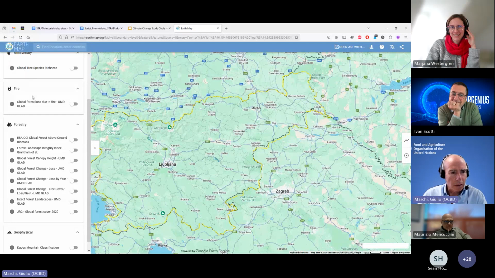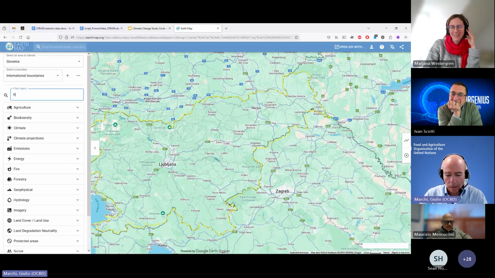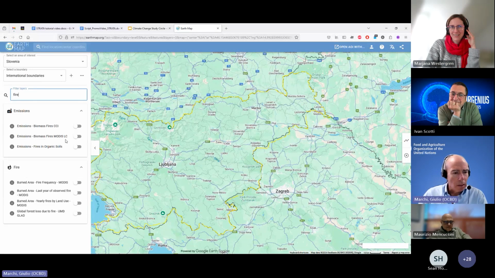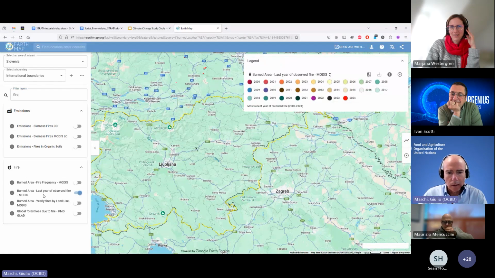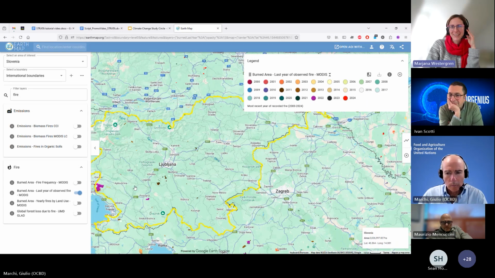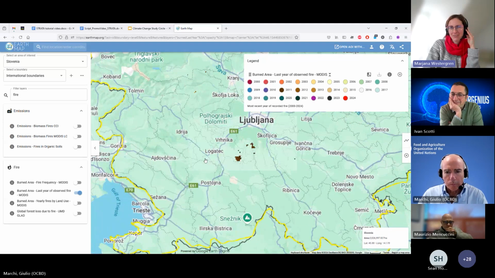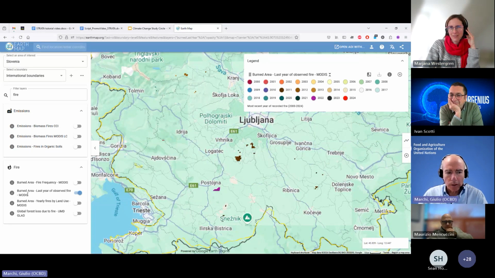So, for fires there are specific data sets. This is, for example, for the last year of observation. According to the color, you get a different one. So one year. Yeah, because it depends on the layer you're interested in.